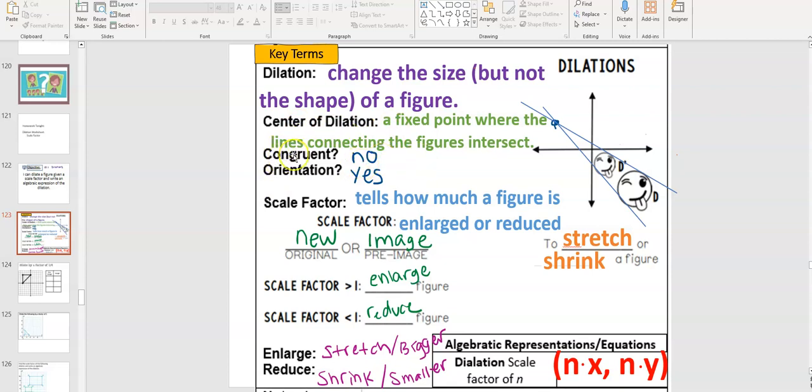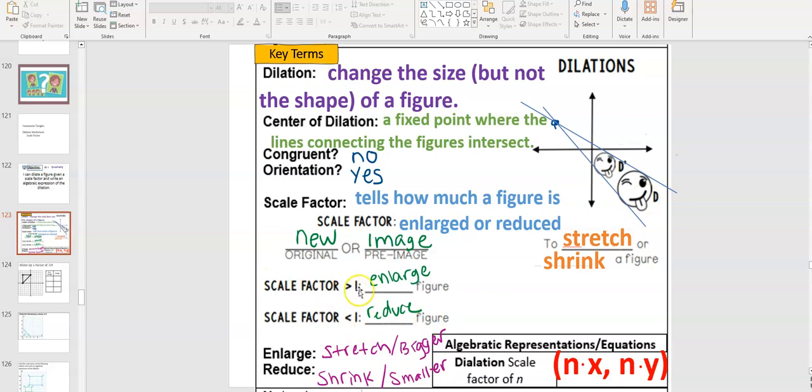Like we said, with dilations the figure's not congruent. It's not the same size as the previous image, but it does have the same orientation and the same proportions. When we dilate a figure, we use something called a scale factor. A scale factor tells how much a figure is enlarged or reduced. Am I making it twice as large or half of its size? The way that we look at a scale factor is we take the new image divided by the original image, and that gives me a number that tells me the scale factor. Or its image, the new one, divided by its pre-image, the original.